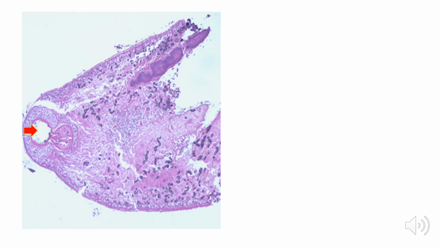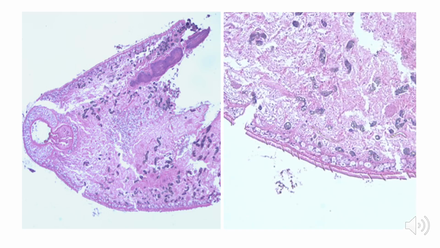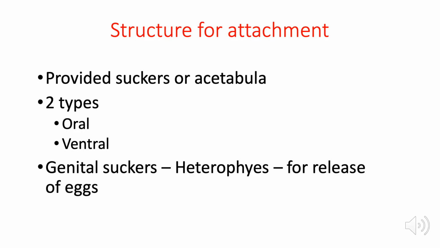This is the oral sucker, and this is the integument of the worm. Let's take a look at the integument at a higher magnification, and this is how it will look. This red arrow is pointing to one of the integumentary spines. You have learned a while ago that for attachment, these worms will use their spines and two types of suckers, the oral and the ventral suckers.